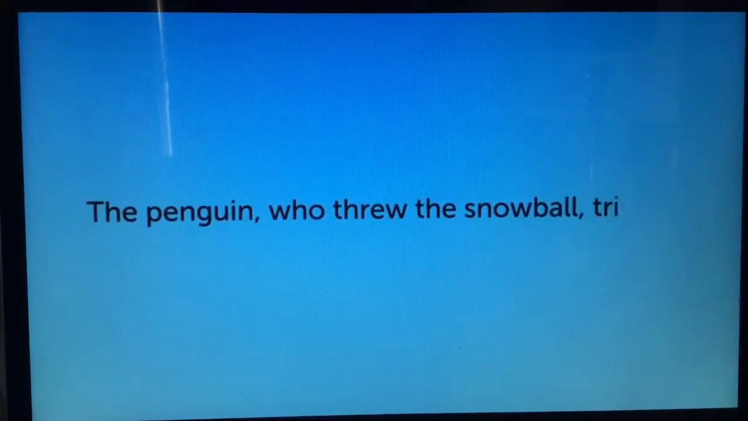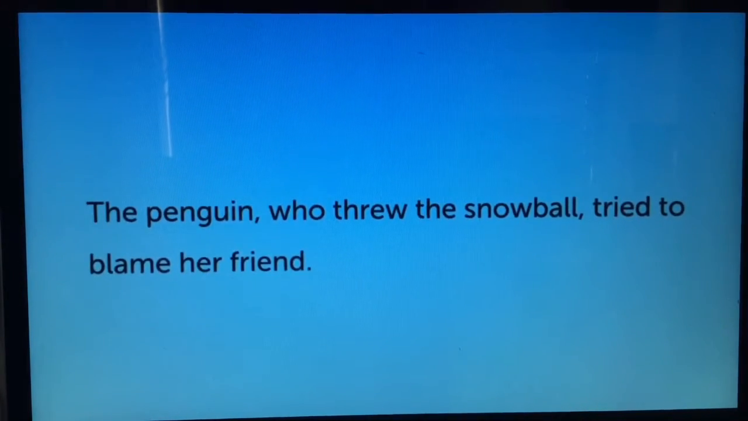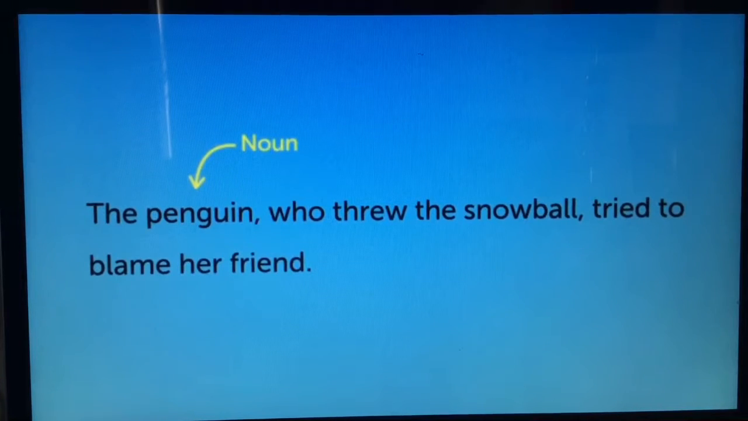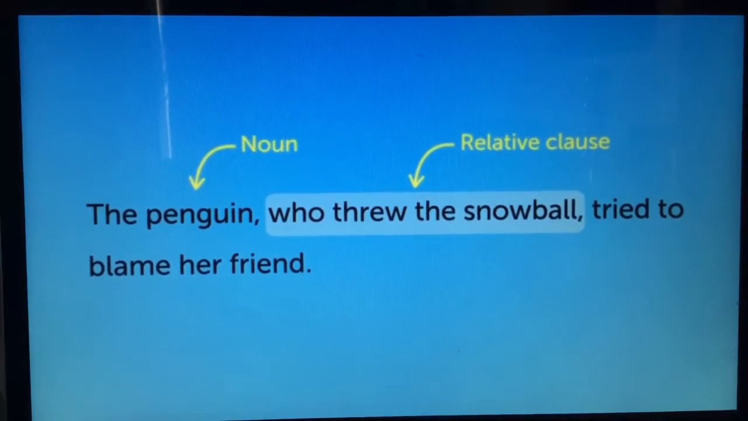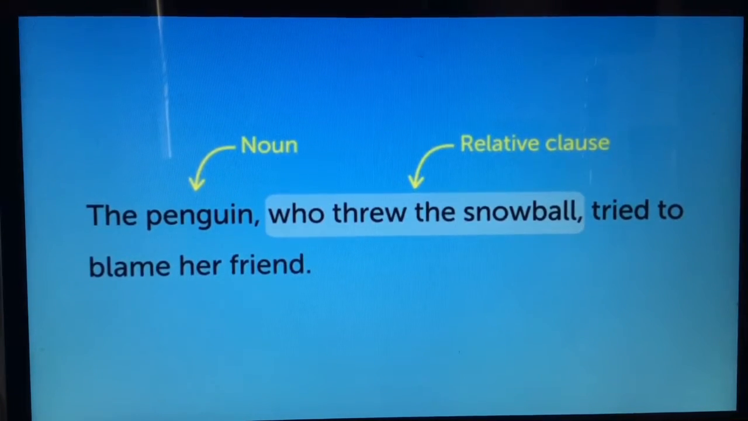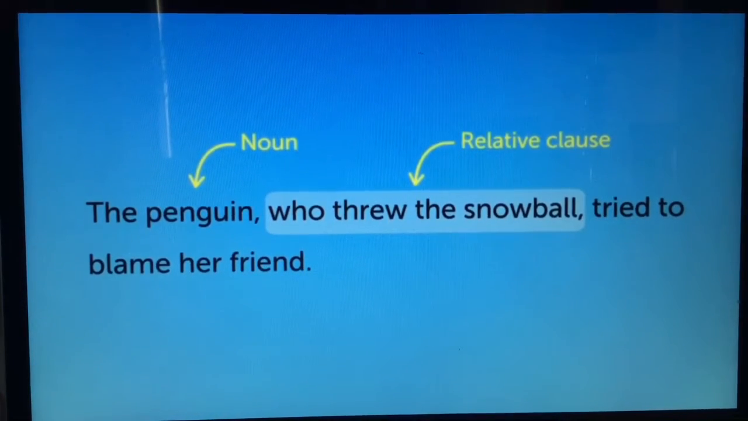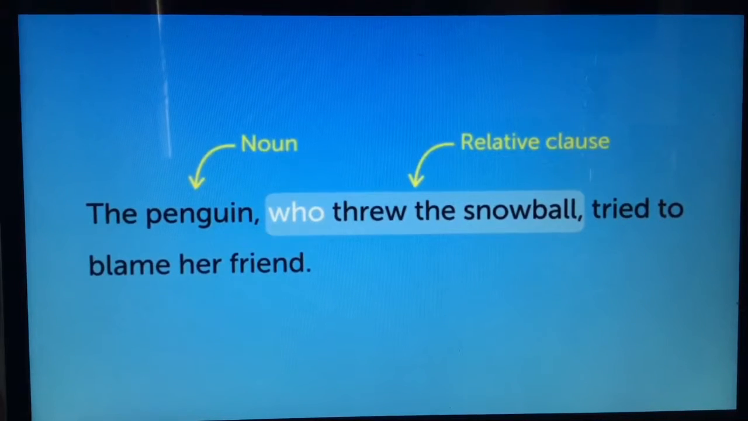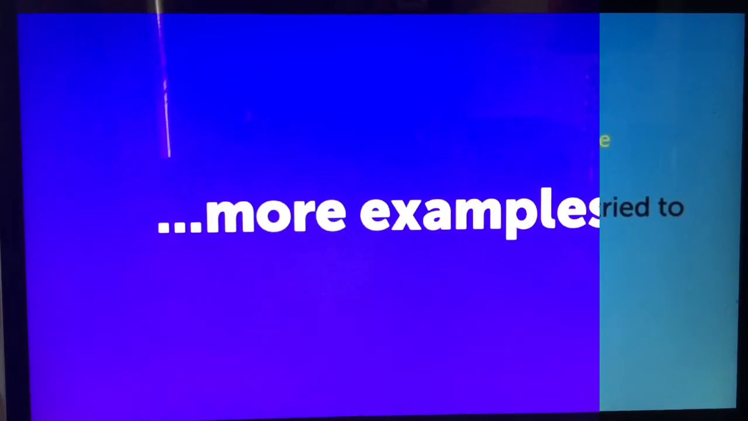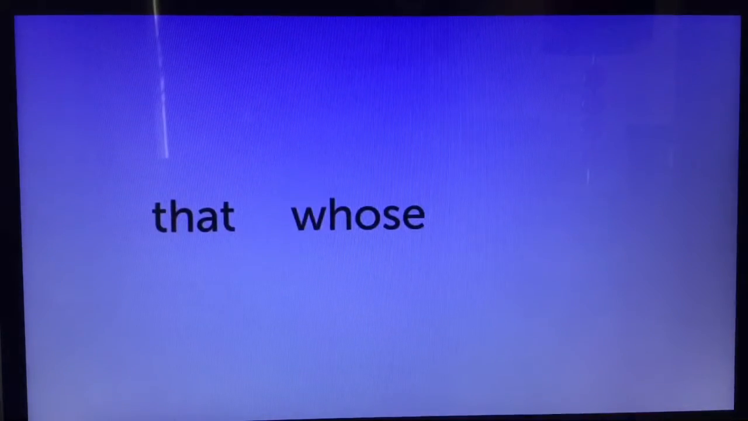In the sentence, the penguin who threw the snowball tried to blame her friend. The noun is penguin. The relative clause is who threw the snowball. It gives more information about the penguin. The word who begins this relative clause. Let's look at examples of adding a relative clause that starts with that, whose, and where.